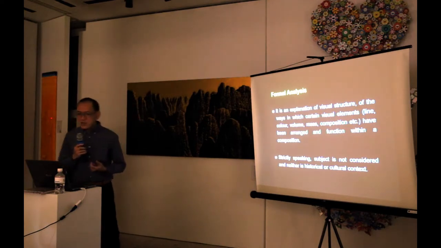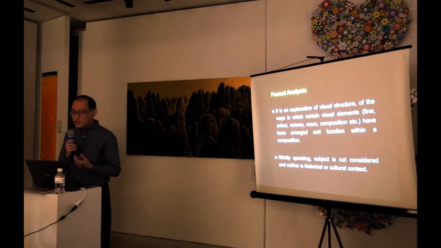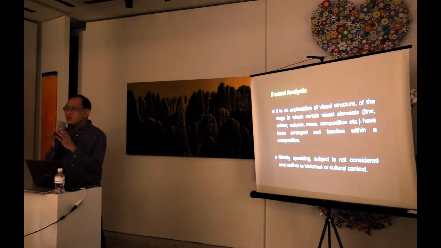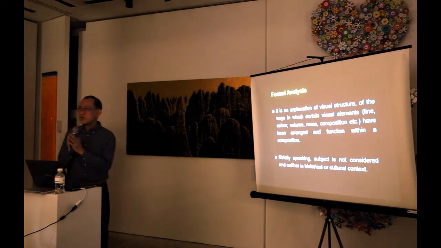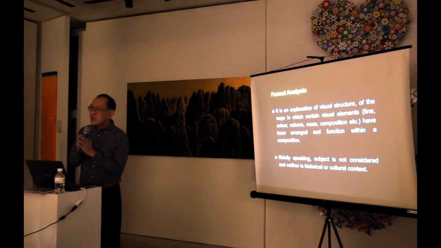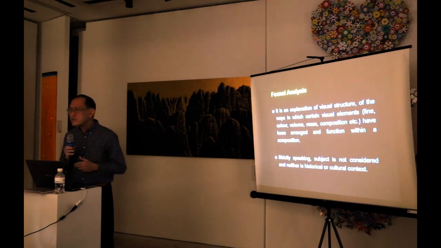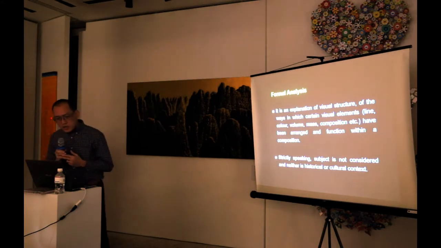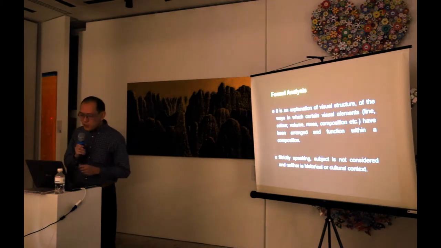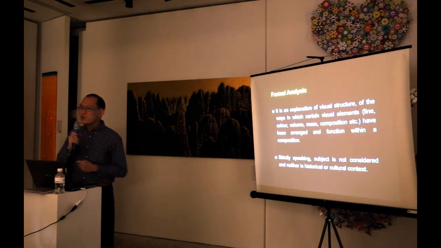Okay, so formal analysis really is an explanation of the visual structure of a work, right? How the different visual elements, or formal elements, of a work come together, are arranged, composed or designed to give rise to a certain form, or to give certain visual effects or visual appearance. So this is what formal analysis is about. Strictly speaking, subject is not considered and neither is context.